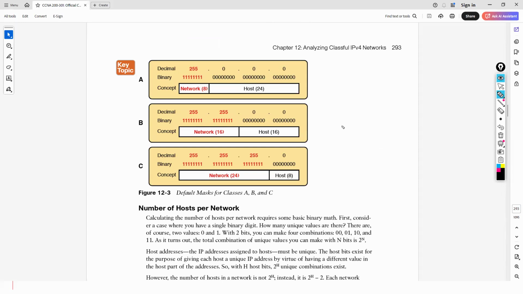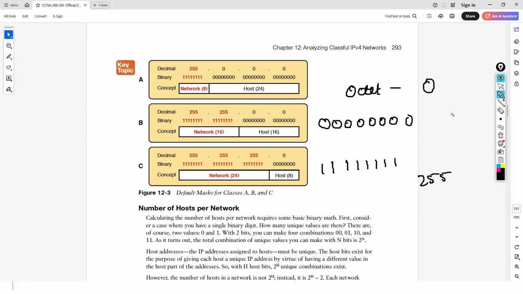Okay. Now you may ask, why? As I said, it is an octet. We can have any number from 0 to 255, right? 1, 2, 3, 4, 5, 6, 7, 8. I can have any number from 0 to 255. 255 is all 1s. 1, 2, 3, 4, 5, 6, 7, 8. So I can have any number starting from 0 up till 255.